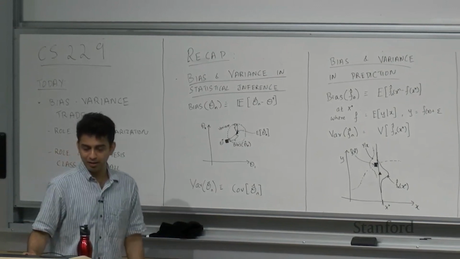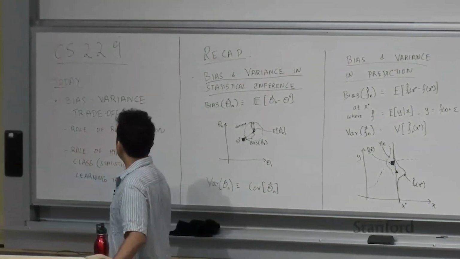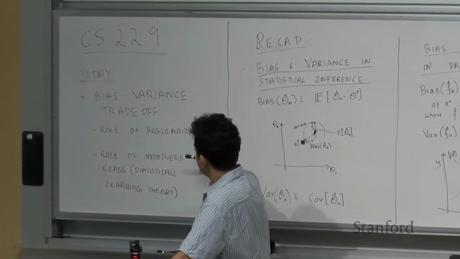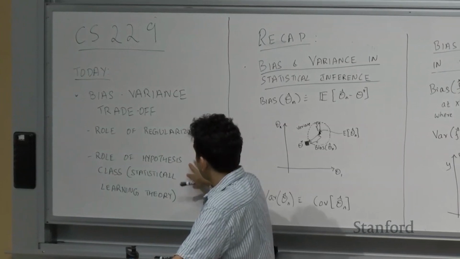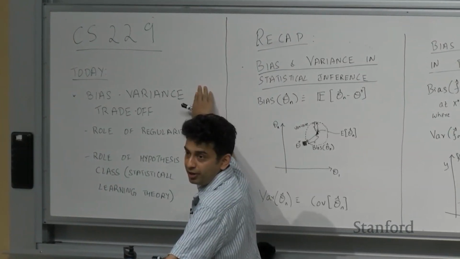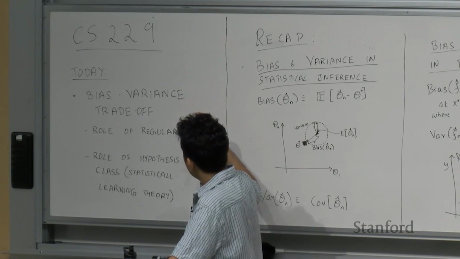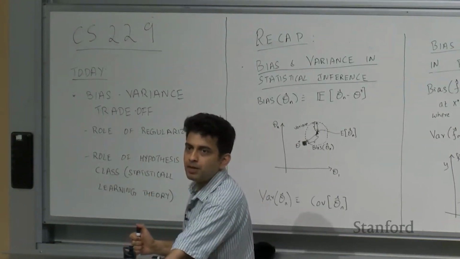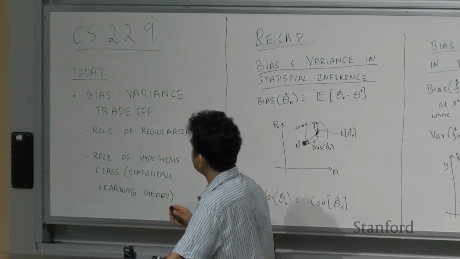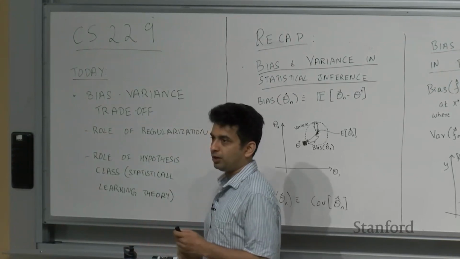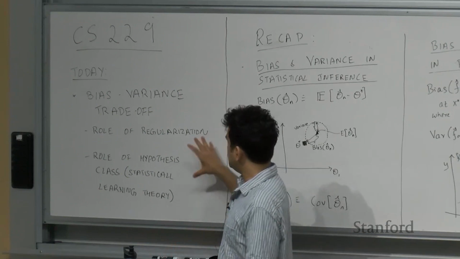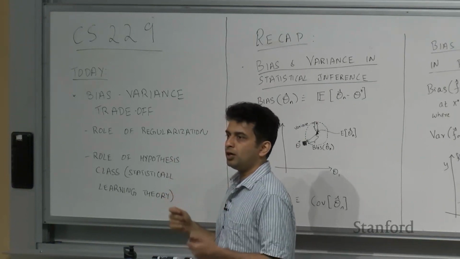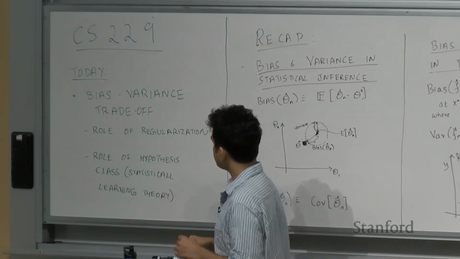So today the plan is to cover the bias-variance trade-off, the role played by regularization, and the role played by the hypothesis class in the bias-variance trade-off. In last class we spoke about the concepts of bias and variance, and we briefly mentioned that there is some kind of a trade-off between the two. Today we will see two more concrete ways of how this trade-off comes into the picture in practice.